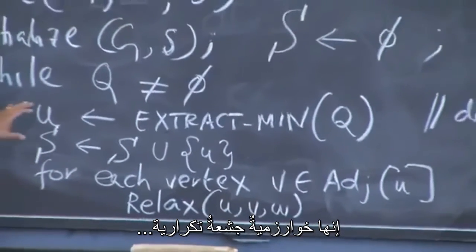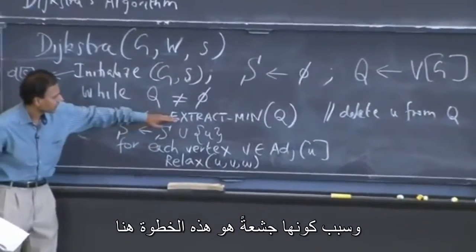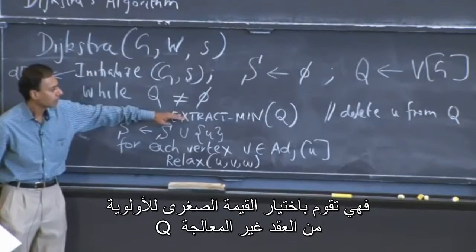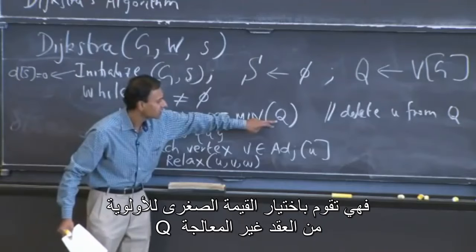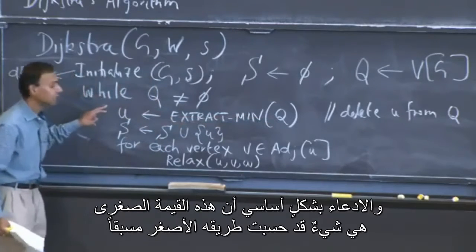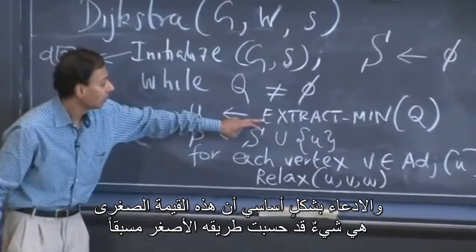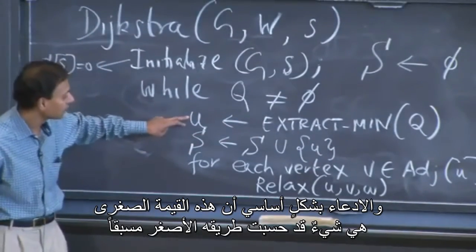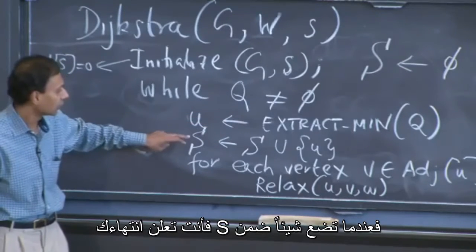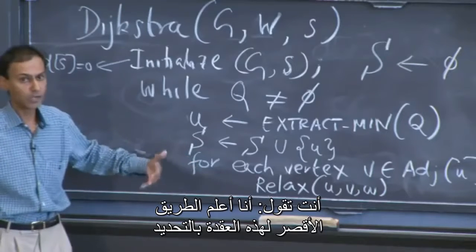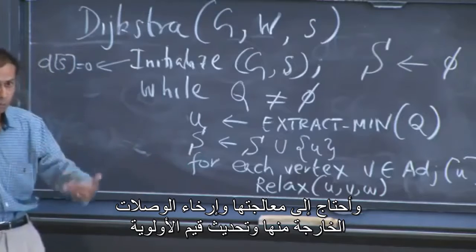It's a greedy algorithm. It's iterative. And the reason it's greedy is because of this step here. It's just picking the min priority from the unprocessed vertices Q and essentially claiming that this min value is something that you've already computed the shortest paths for. So when you're putting something into S, you're saying, I'm done.